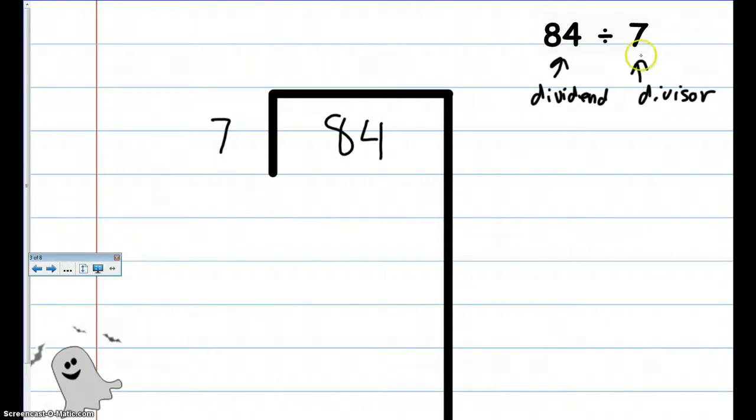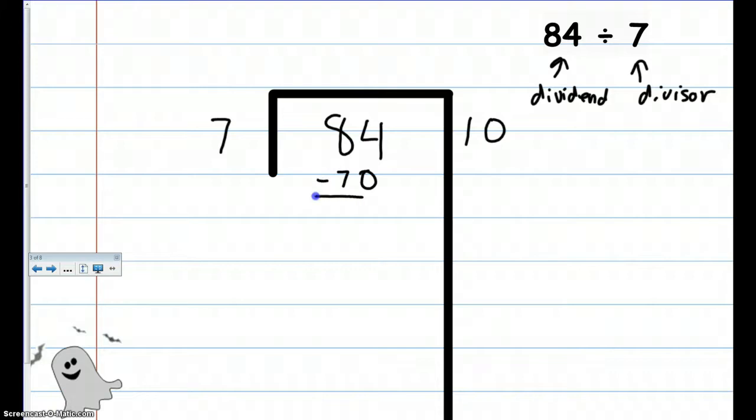Let's start with our numbers. I have 84 divided by 7. 84 is the dividend and 7 is the divisor. So I'm going to put 84 under the house and 7 goes on the outside of the house. And then I need to ask myself a question. How many times does 7 go into 84? Well, 7 goes into 84 about 10 times, which is 70.